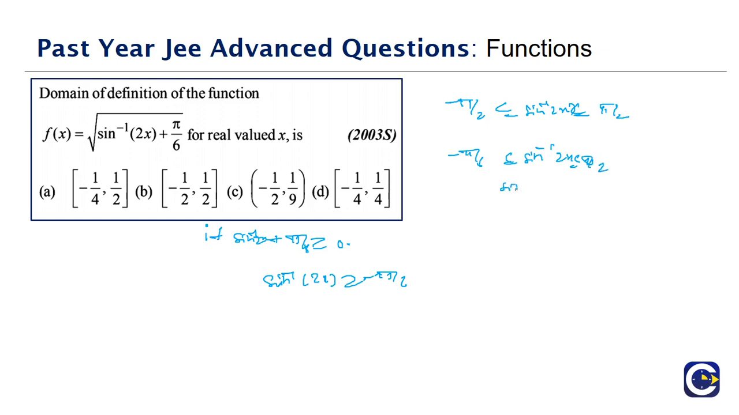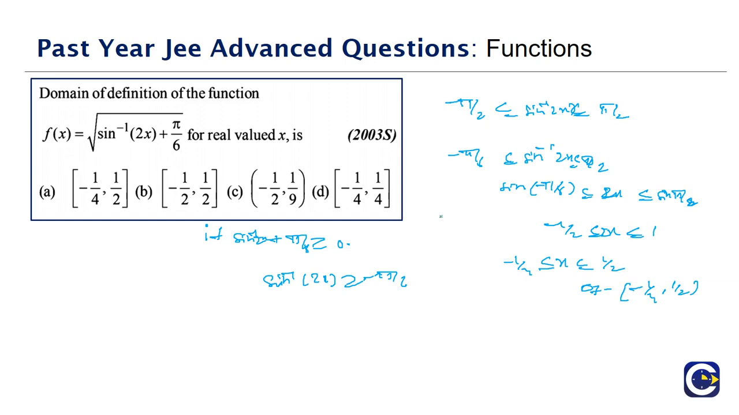So sine of minus pi by 6 is less than or equal to 2x is less than or equal to sine of pi by 2, which implies minus half is less than or equal to 2x is less than or equal to 1. So minus 1 by 4 is less than or equal to x less than or equal to half. So the domain of the function is nothing but minus 1 by 4 comma half. So the answer for this question is minus 1 by 4 comma half.